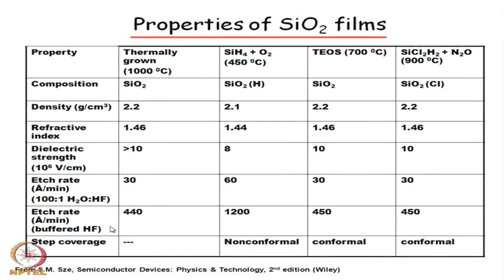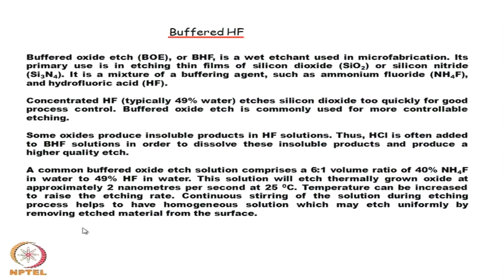Now, let us talk about the buffered HF. What is buffered HF? Buffered HF is also known as buffered oxide etch, and it is a wet etchant used in microfabrication in the semiconductor industry. Its primary use is in etching thin films of silicon dioxide or silicon nitride. It is a mixture of a buffering agent such as ammonium fluoride and hydrofluoric acid.